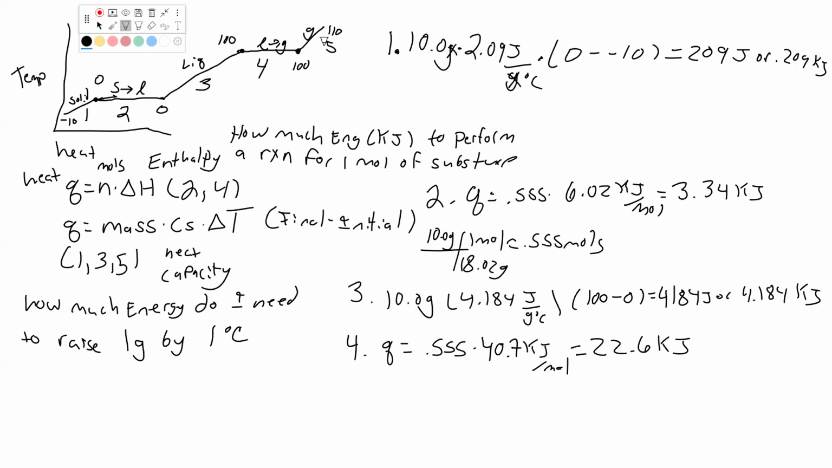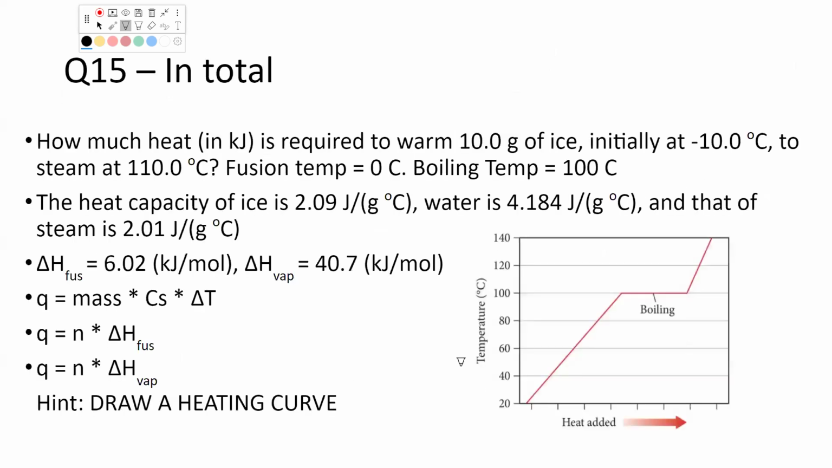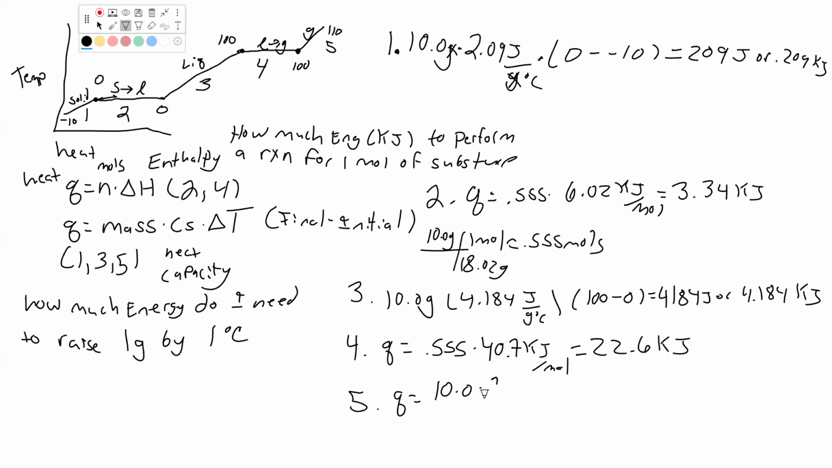Now we have gas at 100 degrees, so we have to heat it up to 110. We're going to use our mass equation. Q equals the mass of 10 grams times the specific heat capacity of vapor, 2.01 joules per gram Celsius, multiplied by our final temperature of 110 minus our initial of 100. That would be 201 joules, or 0.201 kilojoules. So what we did is break our heating curve into segments and calculate the energy for each step.